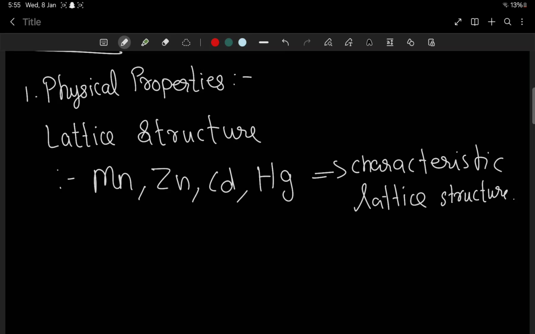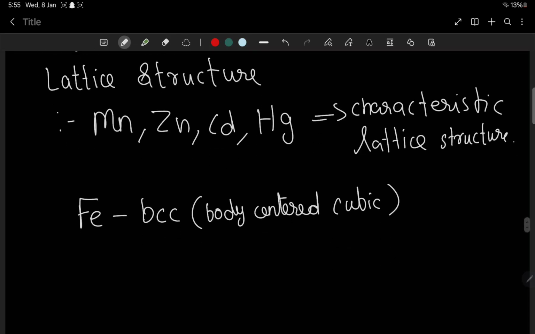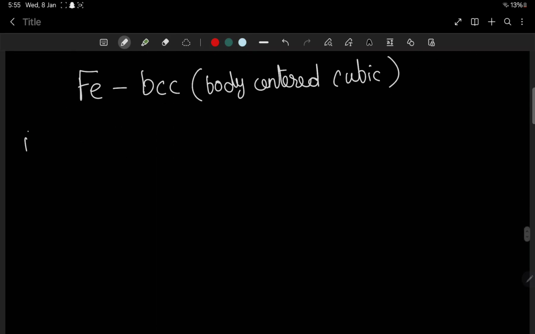And just learn the lattice structure of one compound, that is iron, it is showing BCC, that is body centered cubic. Okay, this is about lattice structure. Now second one is melting point. For melting point and all, there are graphs given, so I think we will refer NCERT directly and learn from there.